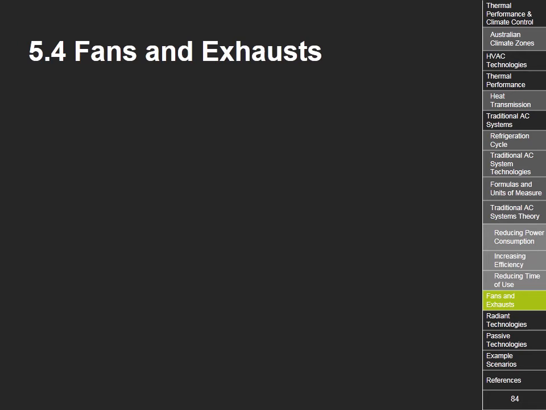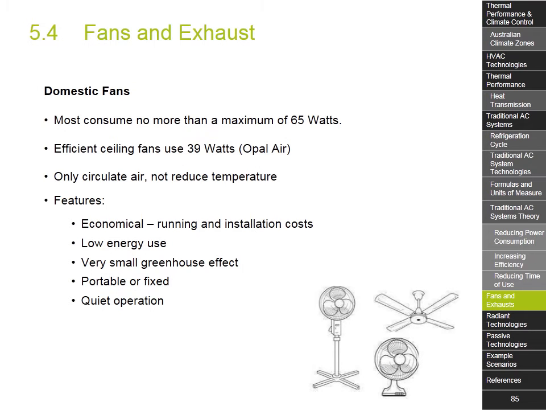Fans and exhausts. Fans can be an excellent alternative to traditional HVAC technologies. Fans, however, only circulate air, they don't reduce the temperature. The common household fan will consume no more than a maximum of 65 watts, and there are efficient ceiling fans available from companies like Opal Air that use as little as 39 watts. These types of fans are economical because of their low running and installation costs.